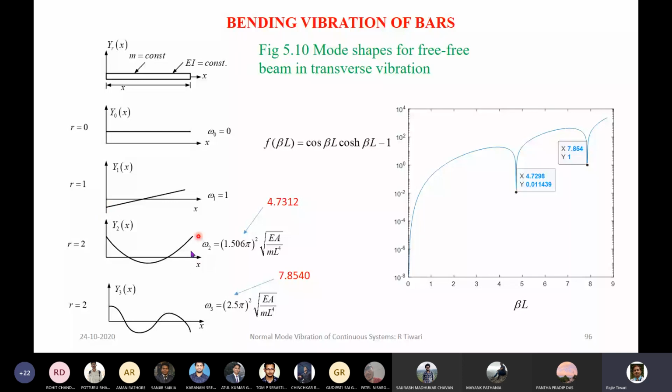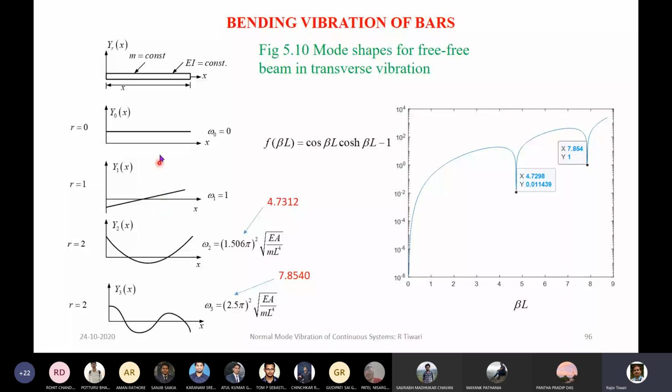This is 1.506 into pi. If you multiply, you get 4.7, something like this, corresponding to the x value of this. This is the root of this transcendental equation, one of the solutions. This is the second solution. If we increase this, we keep getting roots. The second one is 7.854, which is 2.5 into pi.